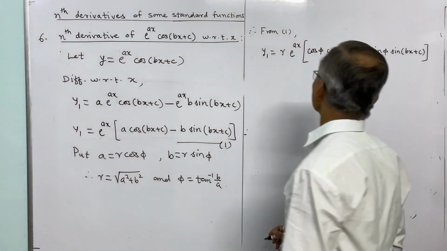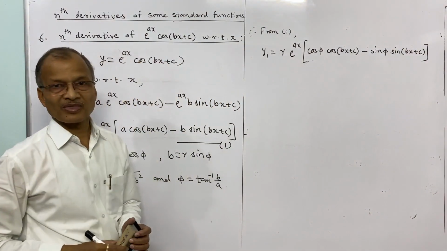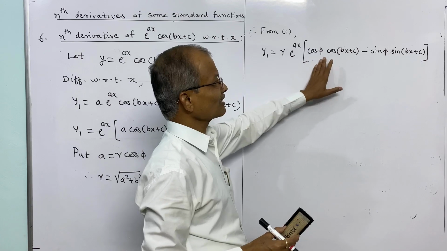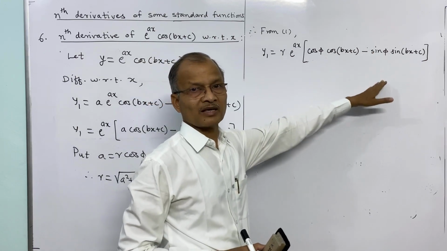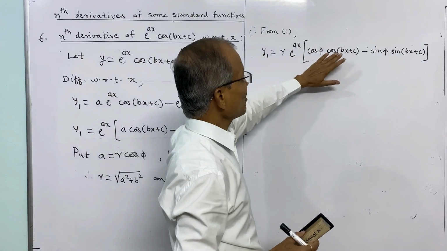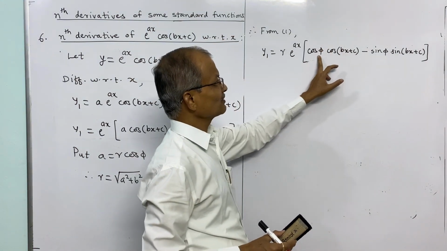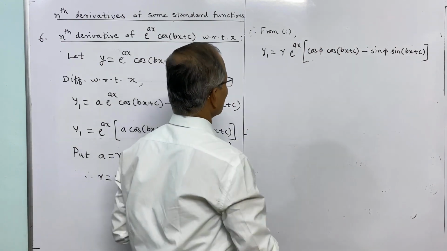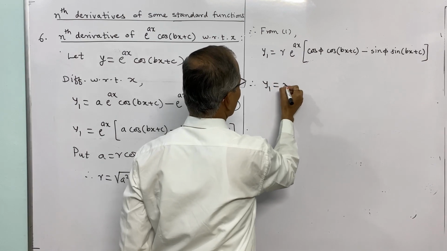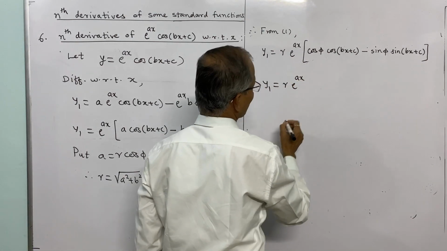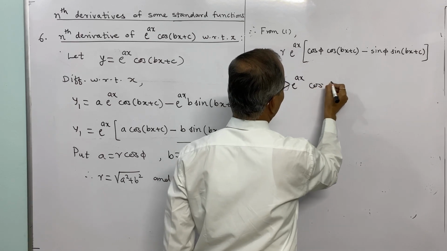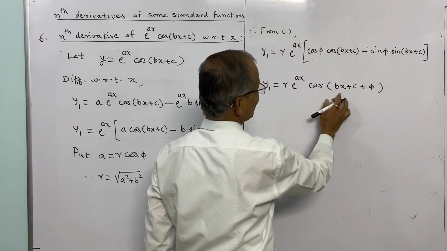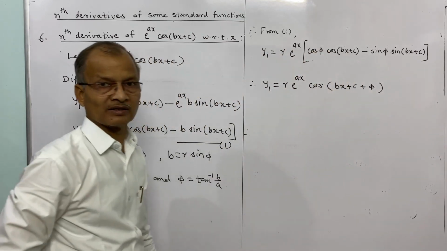Observe it. And now what is this? This is the formula for cosine of a plus b. Cos of a plus b is cos a into cos b minus sin a into sin b, and therefore this is cos of phi plus bx plus c, or bx plus c plus phi, and thus y1 is equal to r e to the power ax into cos of bx plus c plus phi. I have written this angle first and then this, a plus b or b plus a, it is the same.